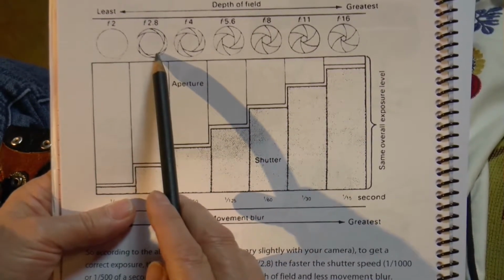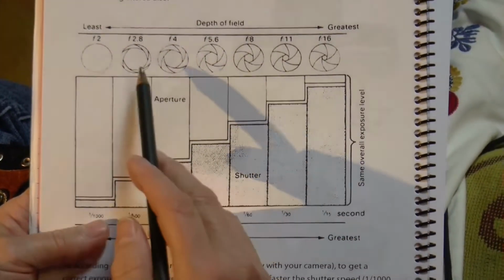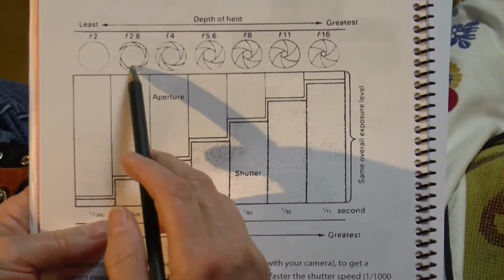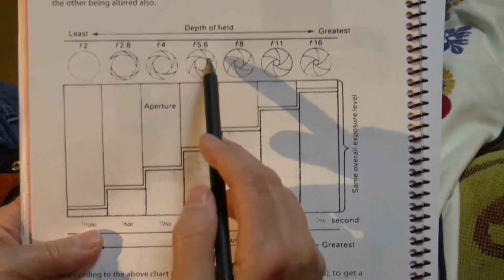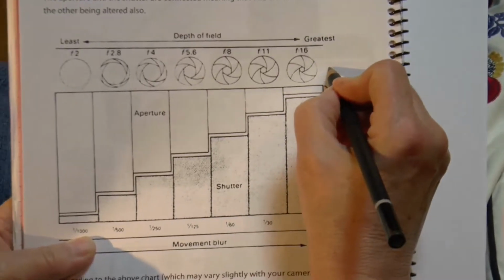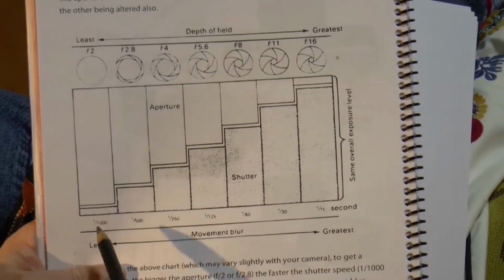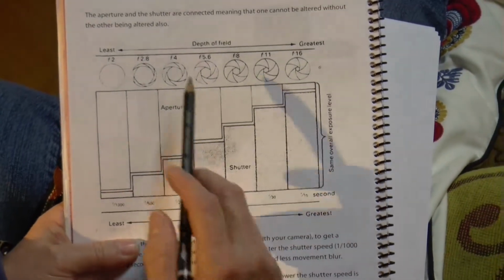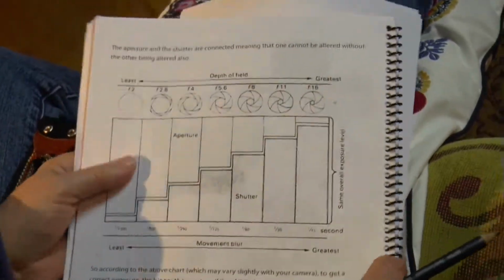Then f2.8. We cut down the amount of light that's coming in. You get more depth of field. f4, f5.6. Look how tiny the hole is getting. f16, and you get down to 22, and it's like a pinhole. It's a tiny little hole. So this is depth of field, how you can control what's in focus.